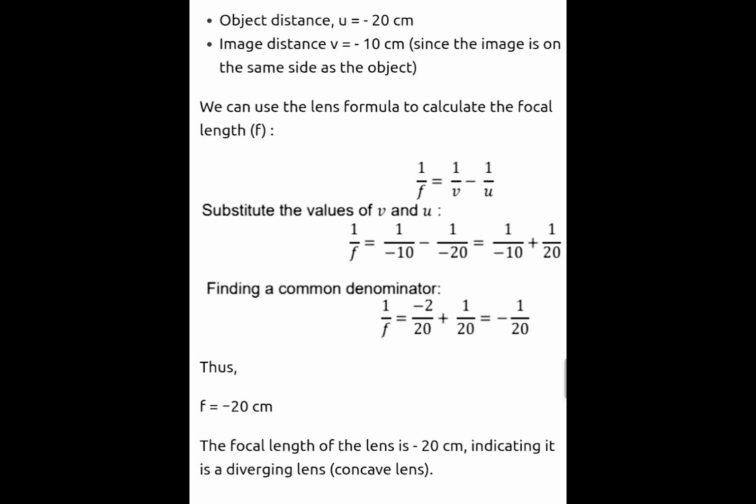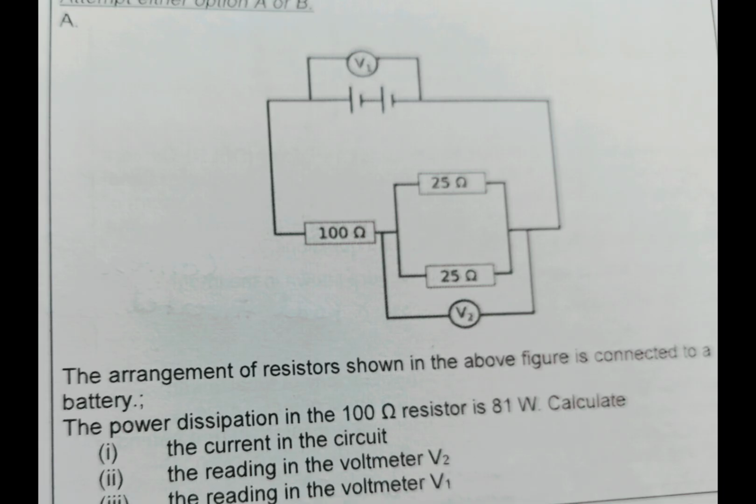The focal length of the lens is minus 20 centimeter. It shows the lens is diverging lens, means concave lens. Okay, let us move on to the next question.